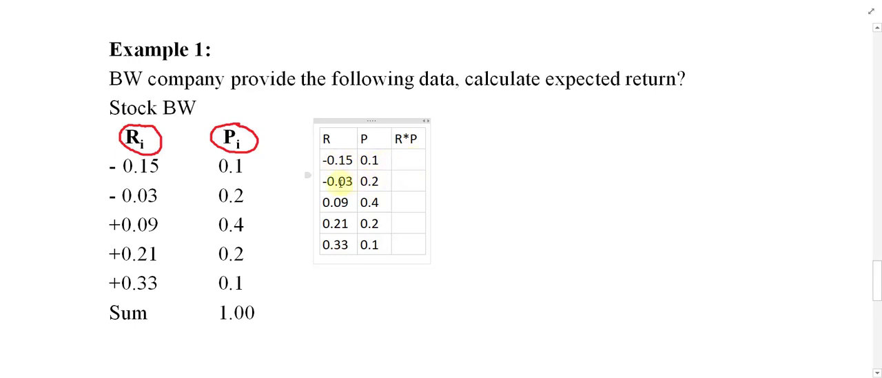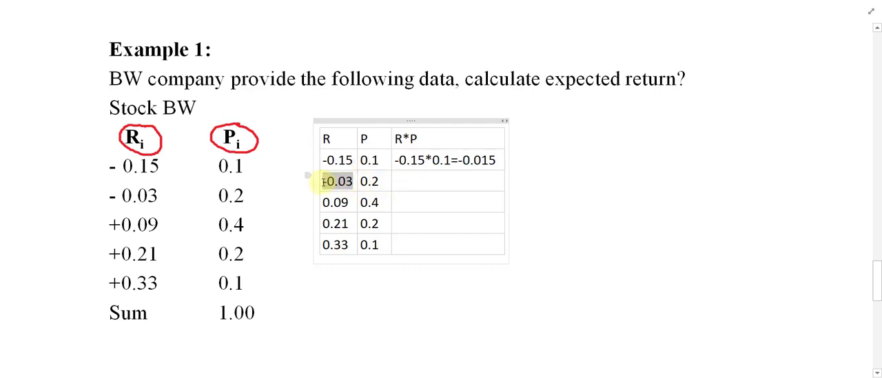Multiply this one into this one, this one into this one, and so on up to the end. How can we multiply? Simply you can take this value, multiply to this value, and of course you can press the equal sign, you get some value. This is the value. And then the same you can do for the next one.